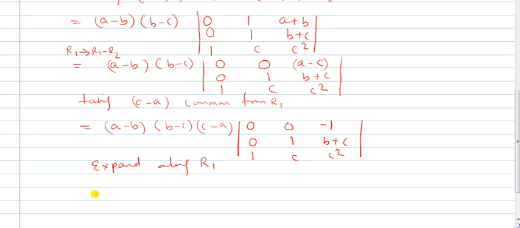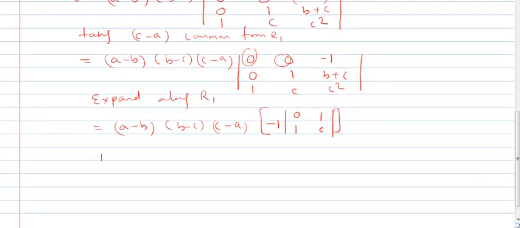So I will be getting a minus b into b minus c into c minus a, then 0 into something will become 0, 0 into this one will be 0. What is left now with me is minus 1, and remove the row and column containing minus 1. This is 0, 1, 1 and c. Okay, now at last the solution will be like this.